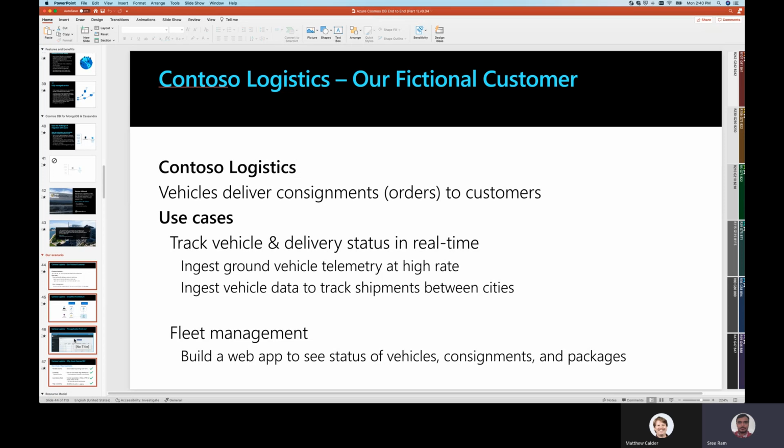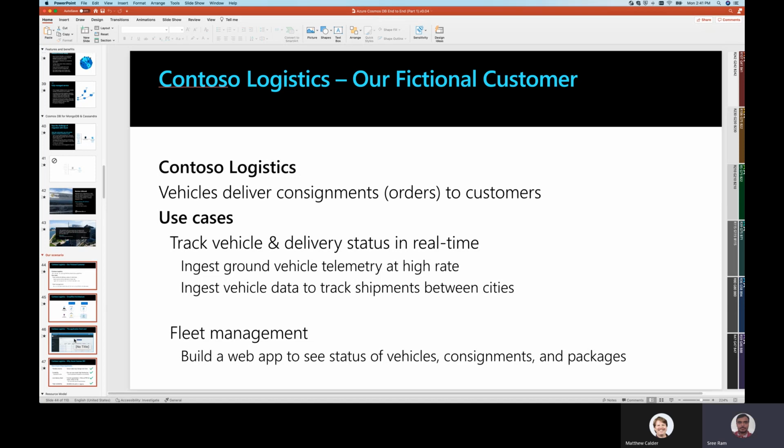So today we are going to see about Contoso Logistics, a fictional customer who performs vehicle delivery to customers. They take loads, packages, or consignments all the way from one customer to other customers, or customer to the shelf, let's call it. So that is our company. We will see how Contoso Logistics looks.